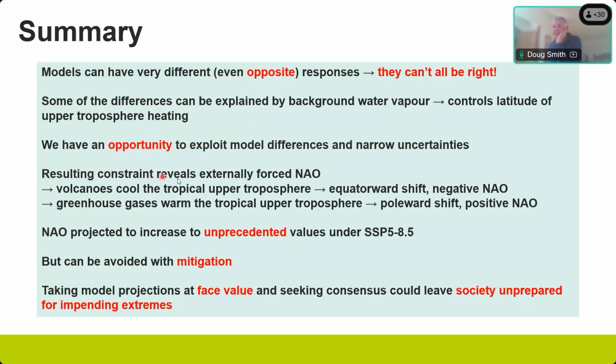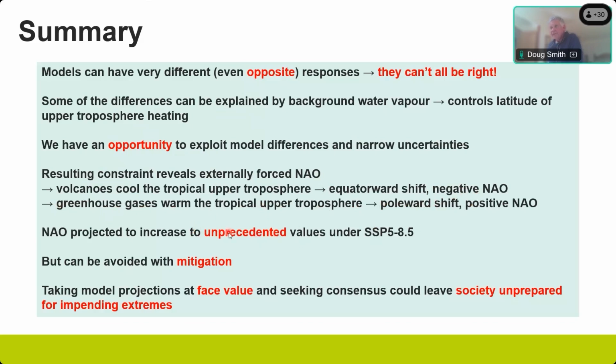In terms of the mechanism, by applying this constraint we get a constrained time series that now correlates highly with the observations over the historical period. And the mechanism is that volcanoes cool the upper troposphere, leading to an equatorward shift of the jet and a negative NAO, whereas greenhouse gases warm the upper troposphere, leading to a poleward shift of the jet and a positive NAO.